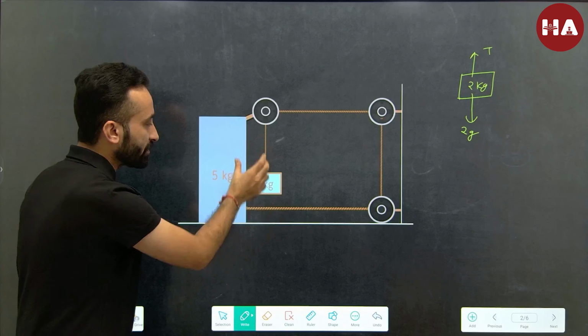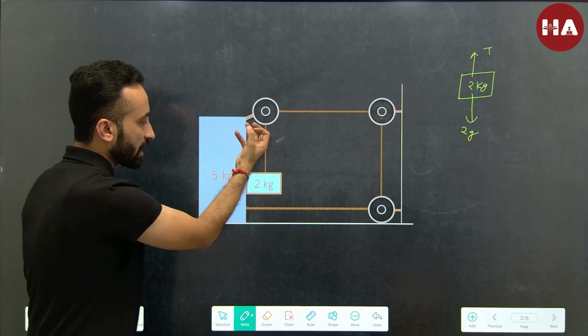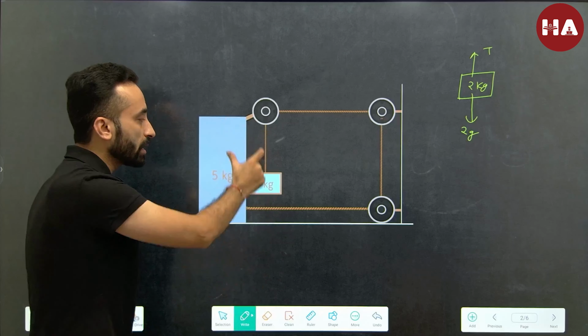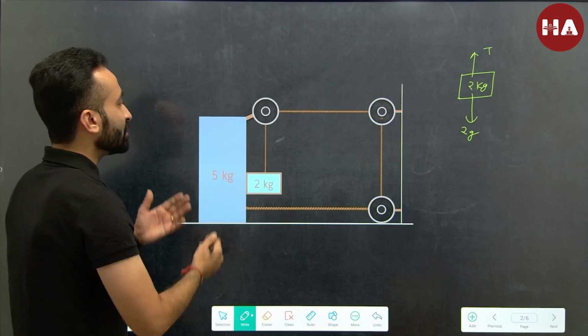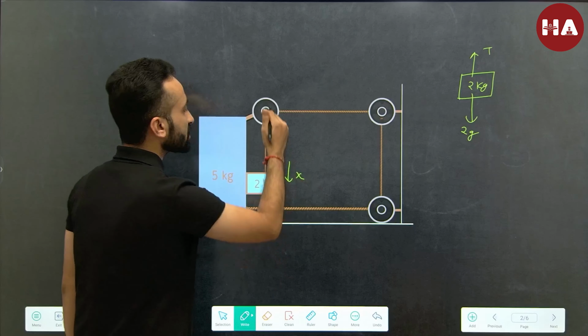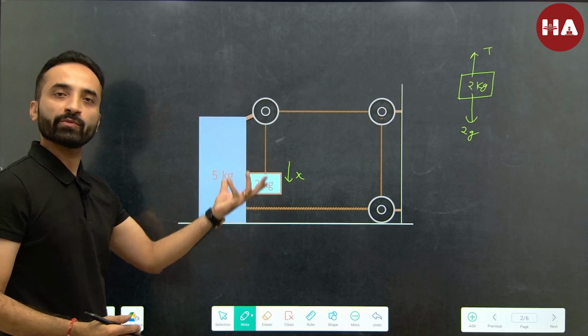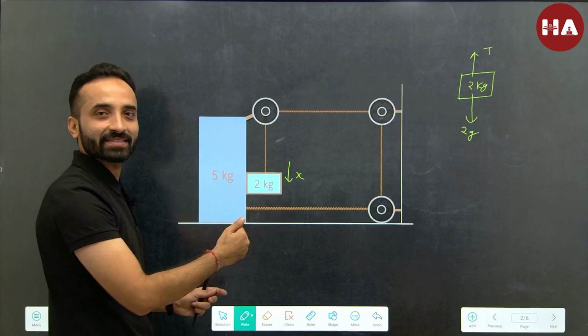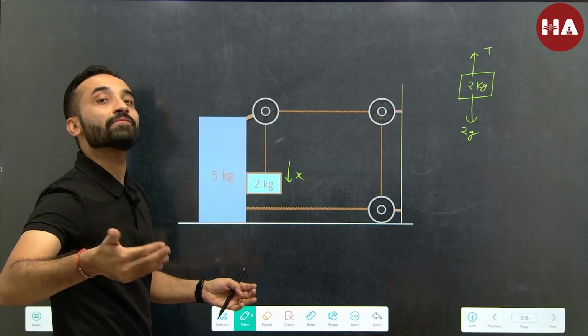So because of gravity, this 2 kilogram block will start descending. Of course, you can imagine it will start descending. When it starts descending, the length of the string will start increasing here. Okay. And if it has to increase, the length has to decrease somewhere else.